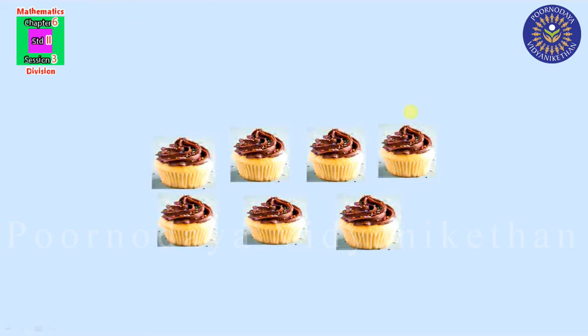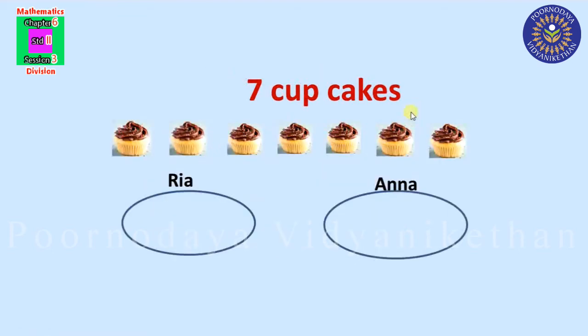Children, one day our Ria brought some cupcakes to school. Anna and Ria tried to divide these cupcakes into two equal groups. Look at the screen. Can you tell me how many cupcakes are there in total? Yes, there are 7 cupcakes. Now, they try to divide these 7 cupcakes into two equal groups.